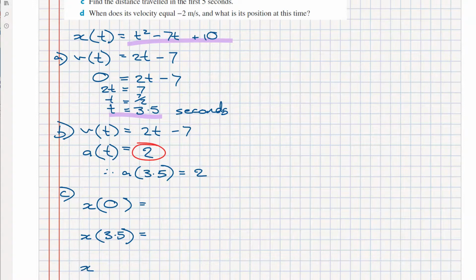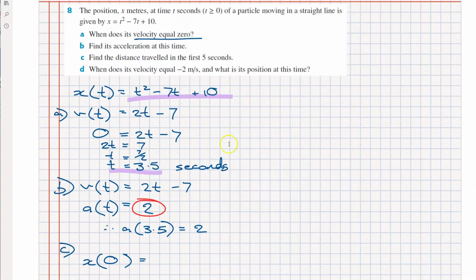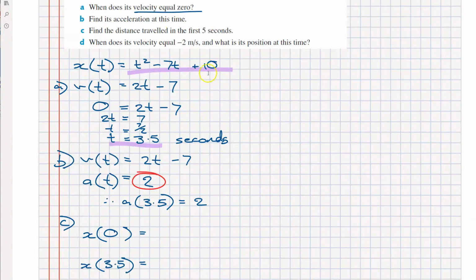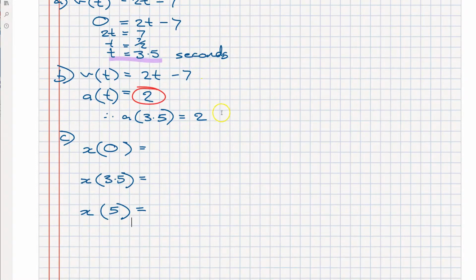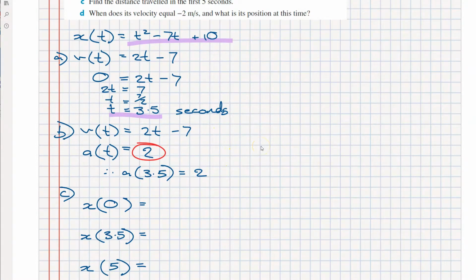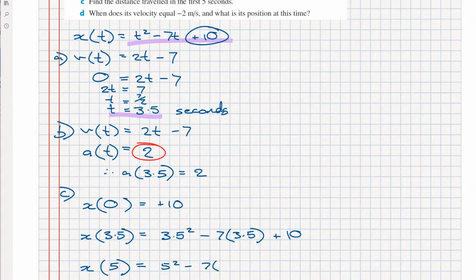And then we need to find the displacement at 5 seconds, because that's the time that it's asking for over here. So getting all of these values, let's move it up so I can see the equation. The first one is going to be plus 10. It's simply a given. The second one is going to be 3.5 squared minus 7 times 3.5 plus 10. And then the third one is going to be 5 squared minus 7 times 5 plus 10.